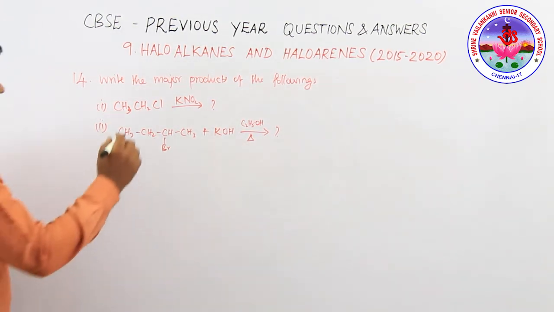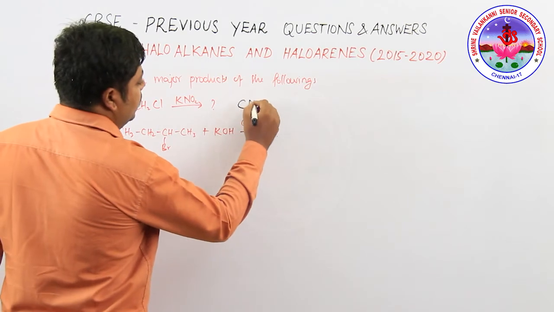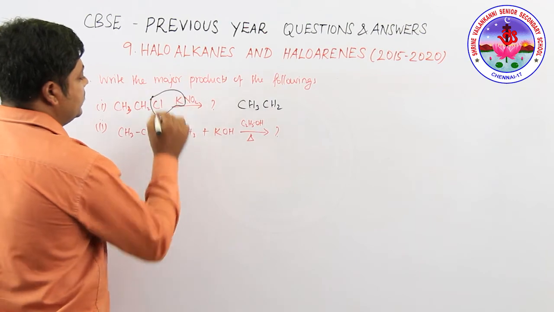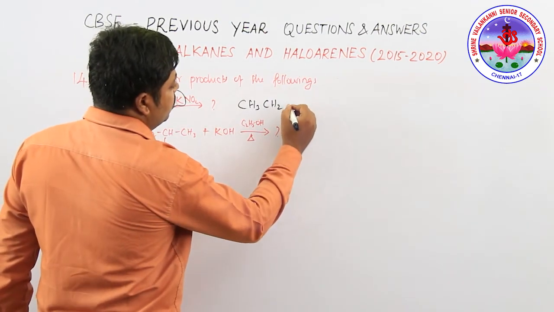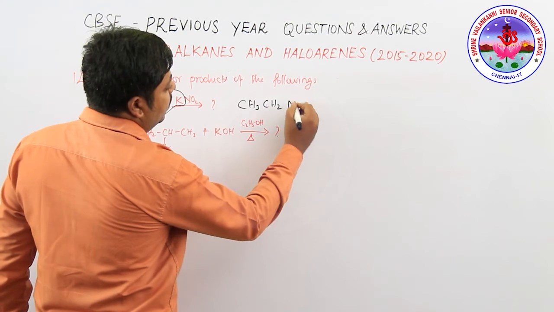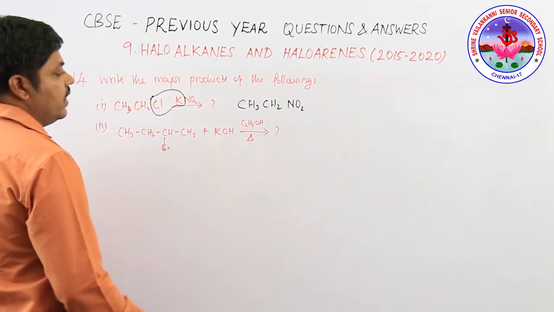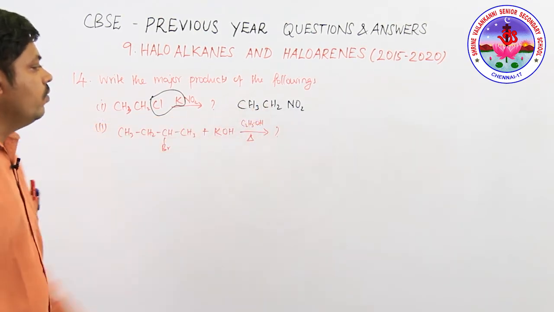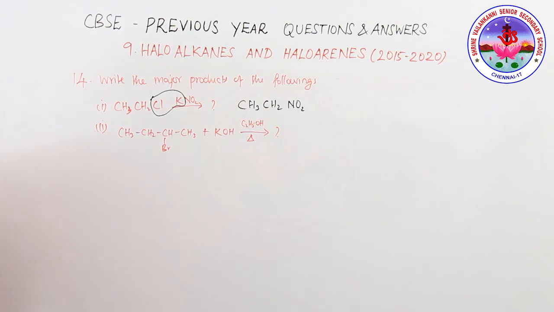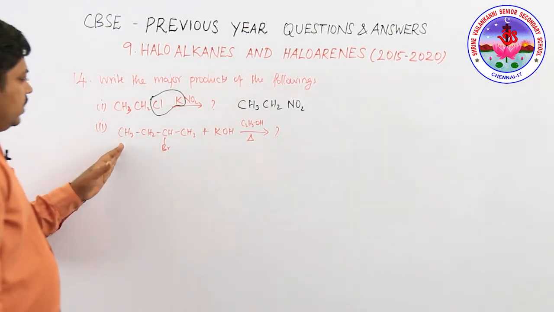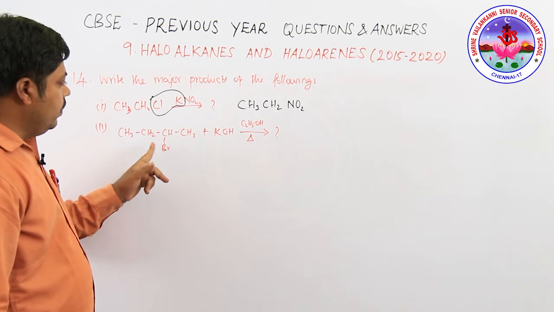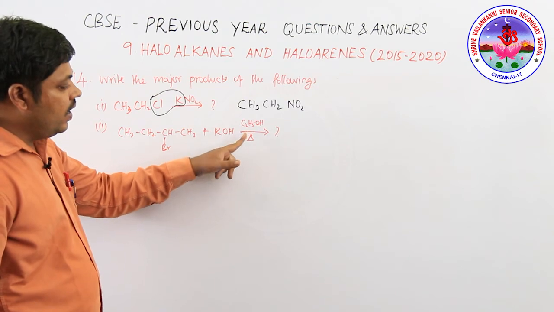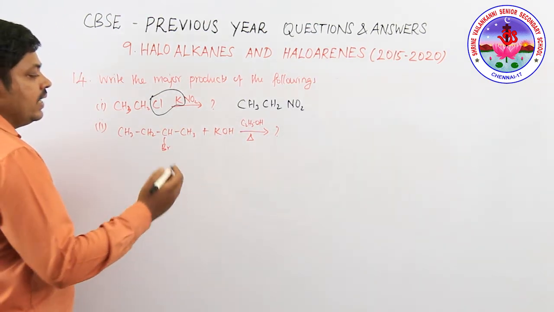The first reaction gives the product CH3CH2, with KCl leaving. Then it will come as ONO or NO2. Simply write it like this: CH3CH2NO2. Nitroethane is the product. Then the second question, 2-bromo-butane reacts with potassium hydroxide in the presence of ethanol on heating. What happens? It gives an alkene.